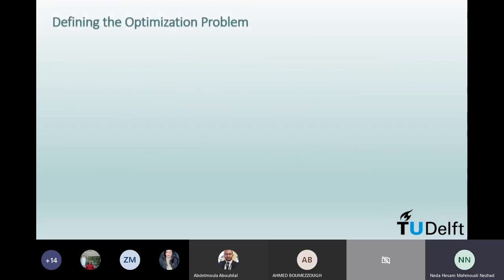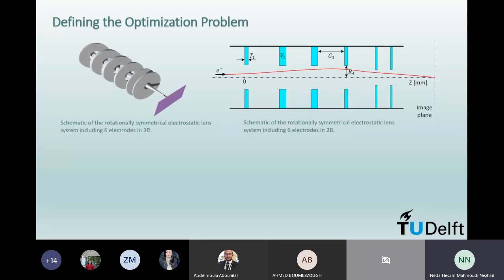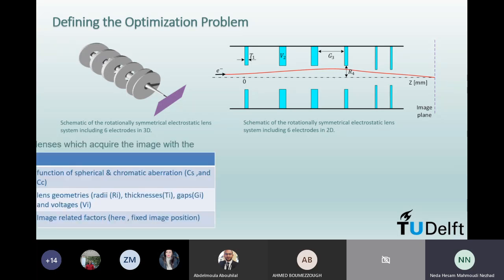Okay, and now we can define our optimization problem. The systems that we are considering include six electrodes, and you can see a schematic of these systems in 3D and 2D here in the figures. This number of electrodes is taken just as a choice to have enough complexity for the optics and optimization, but changing this number is straightforward and does not influence the result of our discussion.